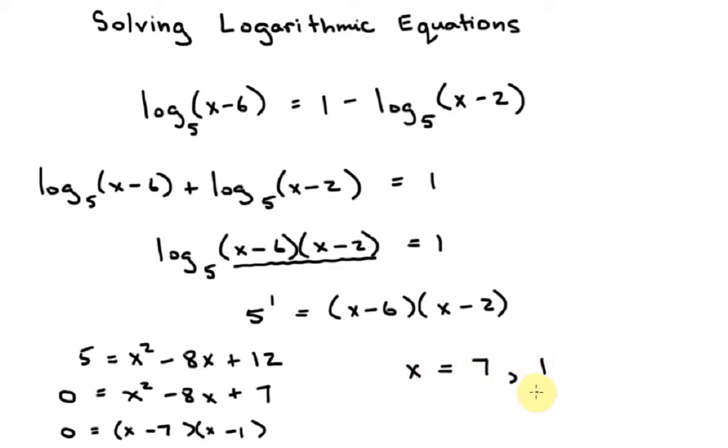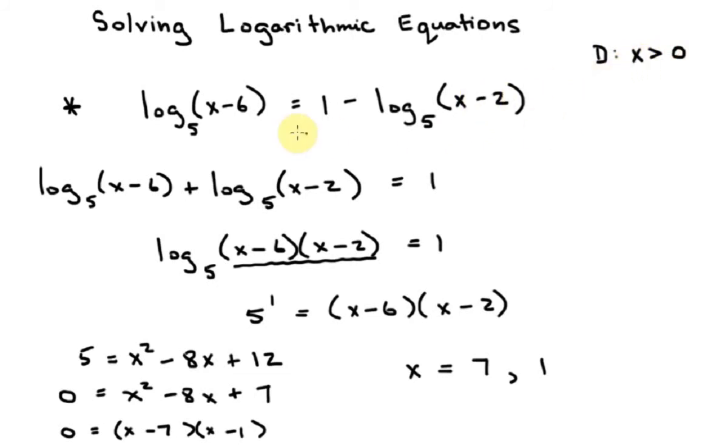But before you walk away and say, yeah, that was easy, there's one more thing you must do with these logarithmic equations. You have to go back and see if the 7 and the 1 are acceptable in the original form of the equation. In other words, if I plug this 7 in, then over here this would be a 7 take away 6, so this would be log of 1. That is acceptable because remember, the domain for logarithmic functions is that your x's have to be greater than 0.